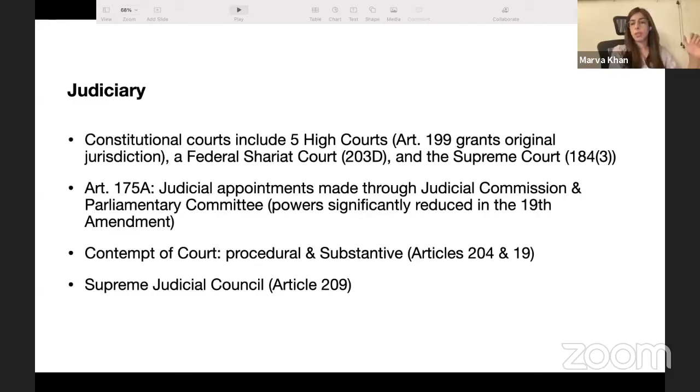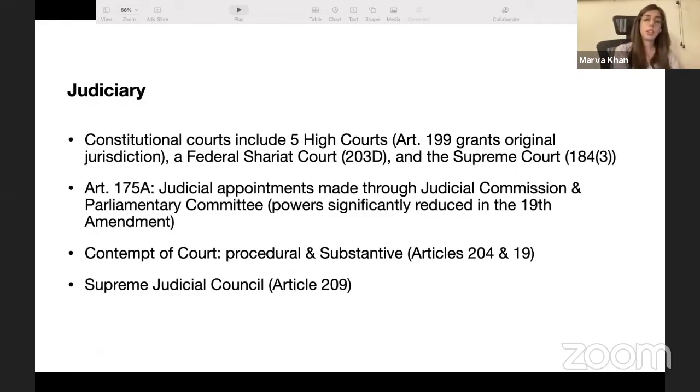But when you're talking about substantive contempt, that's when we're talking about a situation where you, by your words or your actions or your overall expression, are ridiculing the courts. That protection is only granted to the high courts and the Supreme Court under Article 204, which is supplemented by Article 19, freedom of expression, where contempt of court has been mentioned as an explicit exception to legal expression.